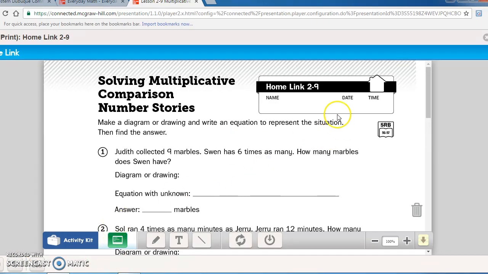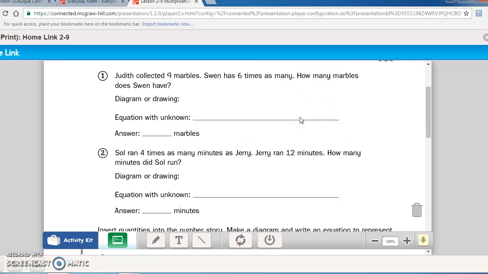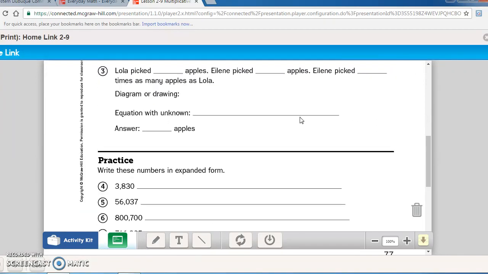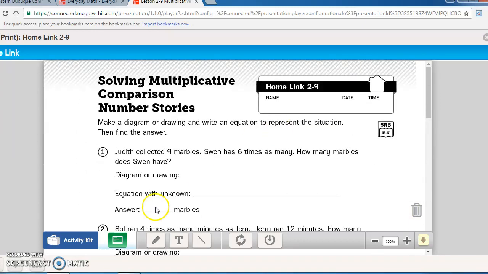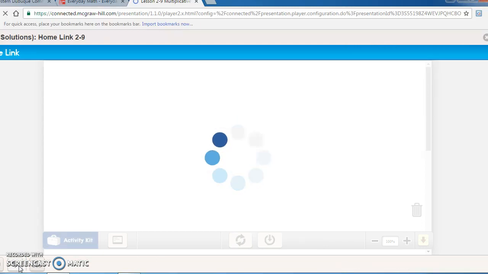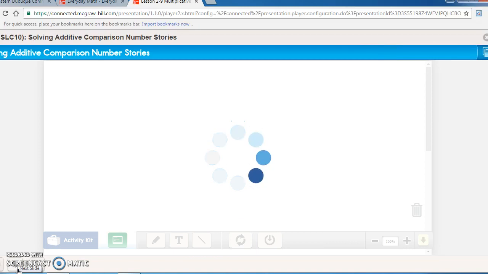Again, this is Home Link 2-9, page 77. Come back and get it and make sure you do all the problems on that page and then bring it back and show it to me so that I can correct it, so that I can show you if you get anything wrong, what it is you need to do to make it right.